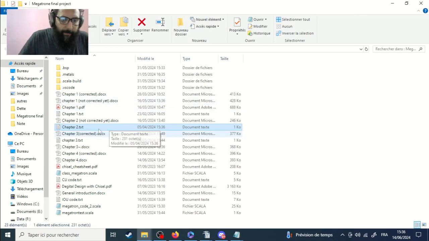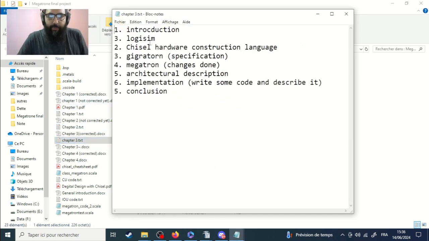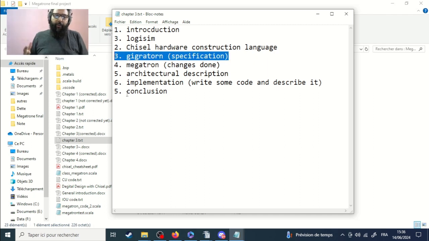Logisim and Chisel. In chapter three, you have to directly introduce the architecture of Gigatron. This part is very important. You have to explain how Gigatron works.